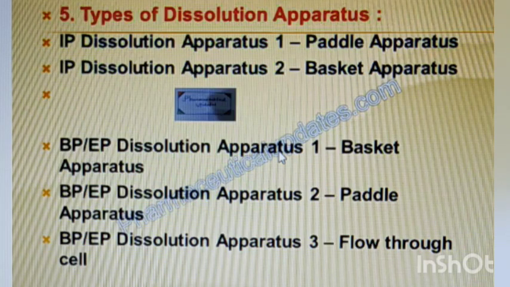So what are the types of dissolution apparatus as per IP and BP? IP dissolution apparatus 1, that is paddle apparatus. IP dissolution apparatus 2, that is basket apparatus. BP or EP dissolution apparatus 1, basket apparatus. BP or EP dissolution apparatus 2, paddle apparatus. BP or EP dissolution apparatus 3, that is flow through cell.